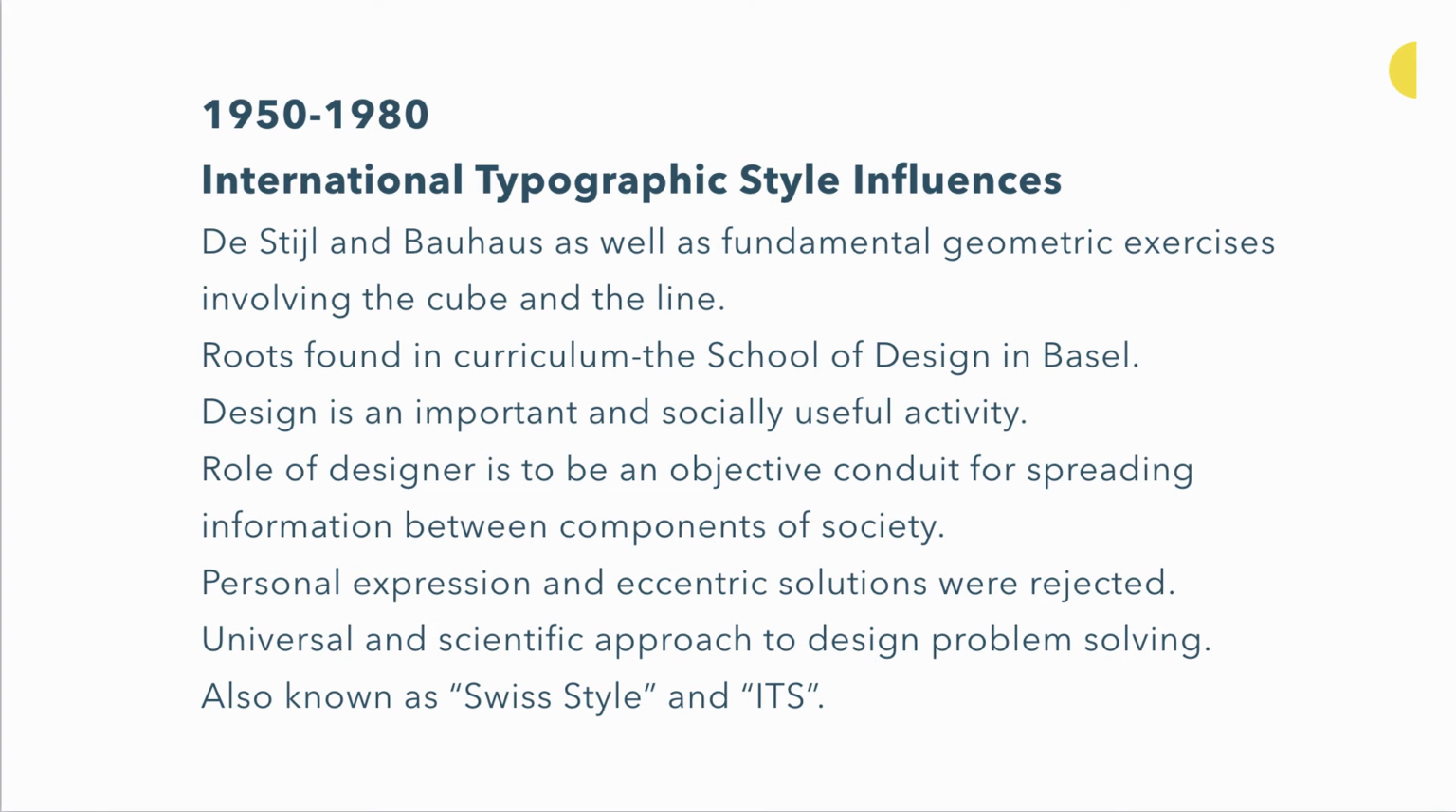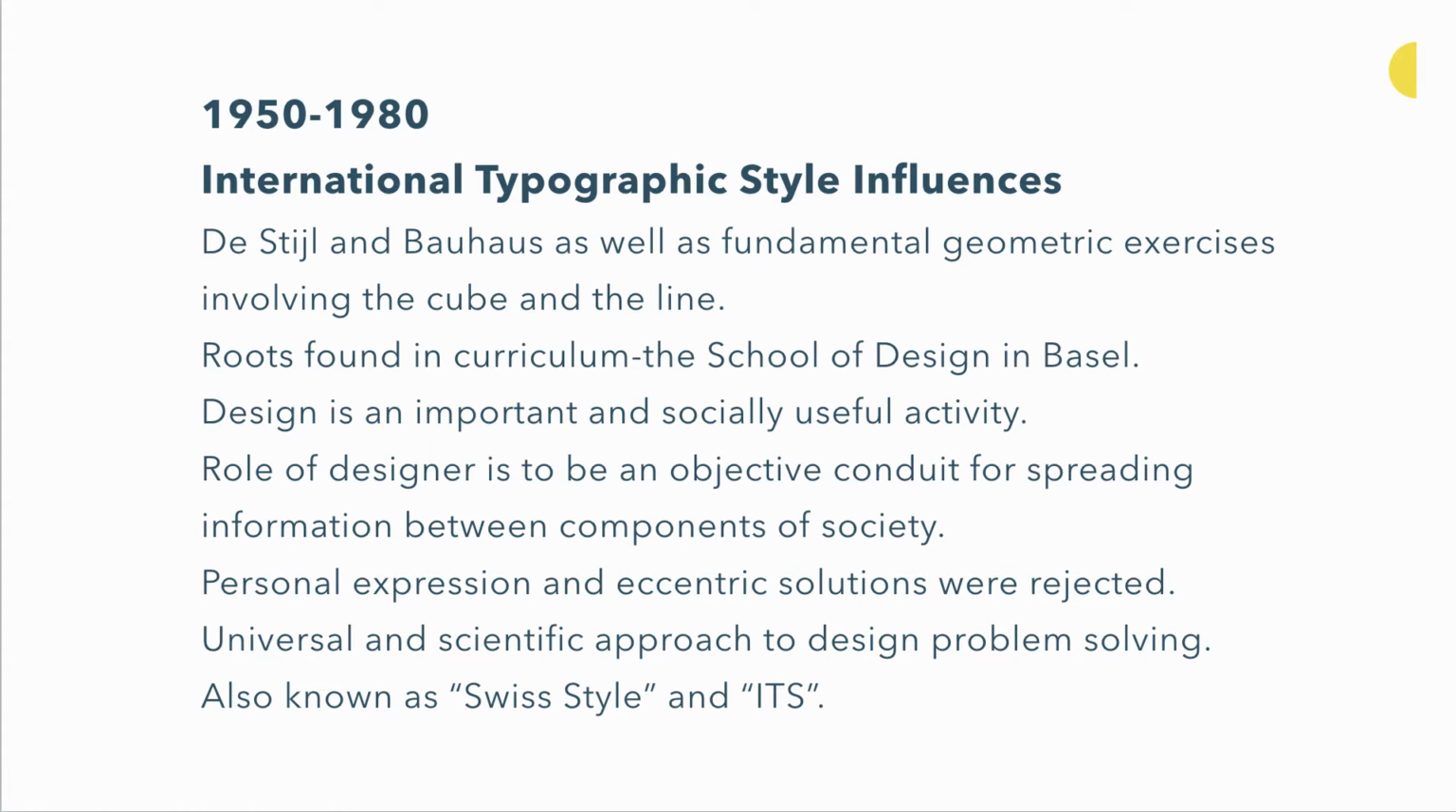The characteristics of the International Typographic Style include asymmetrical organization of design elements on a mathematically constructed grid, objective photography and copy that present visual and verbal information in a clear and factual manner, and the use of sans serif typography set flush left and ragged right.